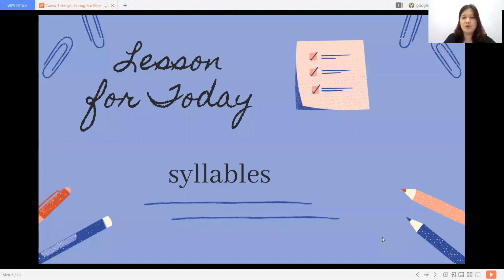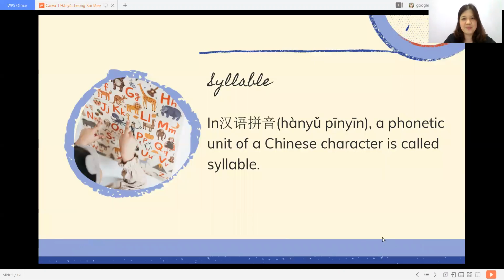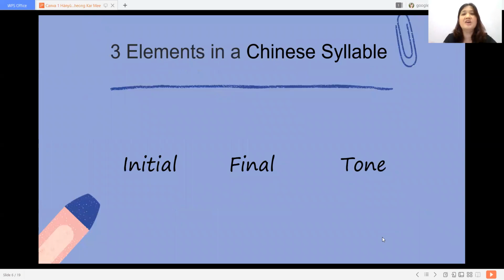First of all, we learn how to identify the syllables. In Chinese phonetics, a phonetic unit of a Chinese character is called a syllable. What are the components that make up a syllable? There are three components to make up a syllable, which are initials, finals, and tones.